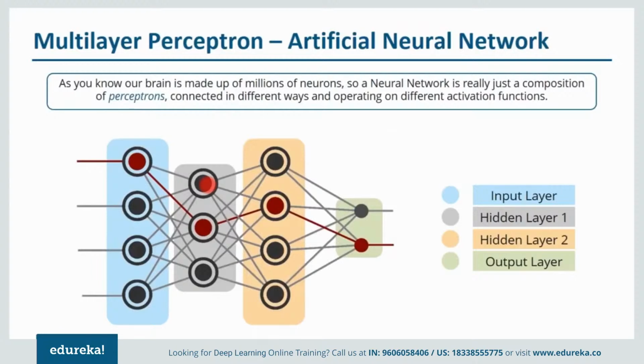And then the output of this layer will be the input to the next hidden layer, which is hidden layer 2. Similarly, the output of this hidden layer will be the input to the output layer. And finally, we get the output. So this is how basically an artificial neural network looks like.